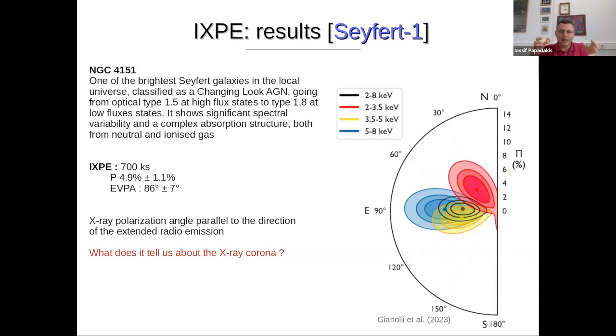The moment you take out your inner disk, that's a problem. If you start to truncate your disk, where does this UV come from? Full SED. That's a problem, right?